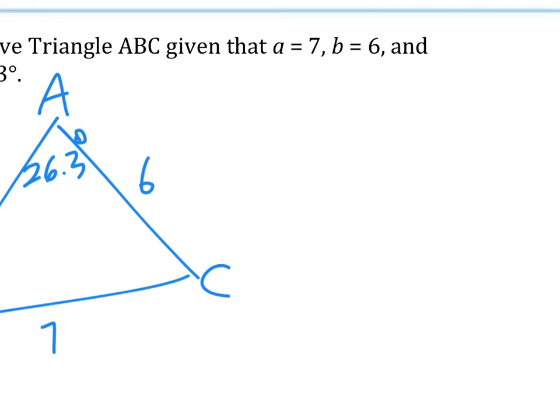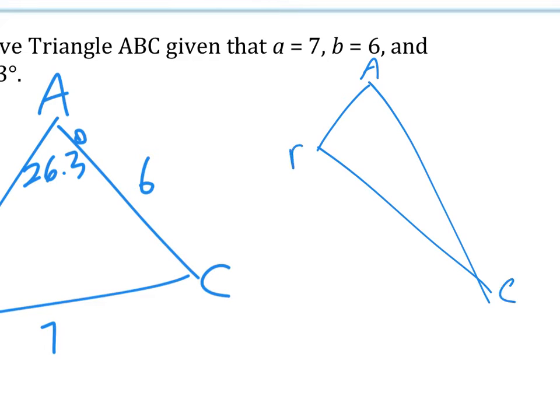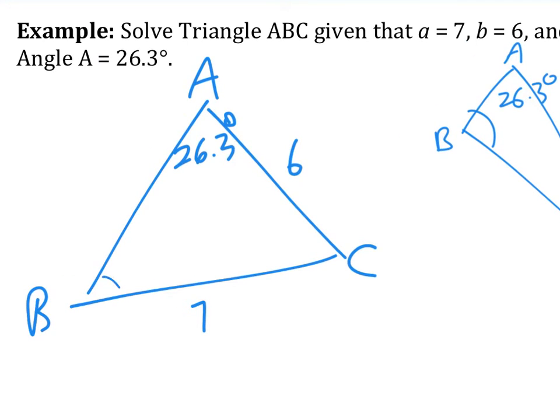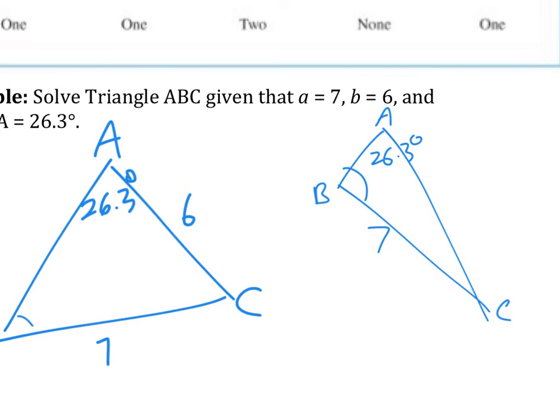So, the question is, is it possible for me to draw this, where this angle is obtuse instead of acute? That's the question. If it is, then I have two triangles I have to solve. If it's not possible, then I can just solve it as is. So, is it possible to draw it like this? We don't know. So, what's the deciding factor?